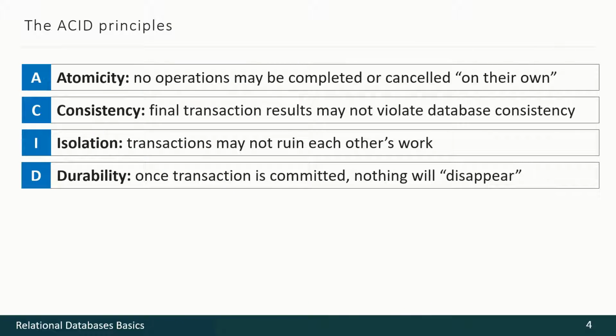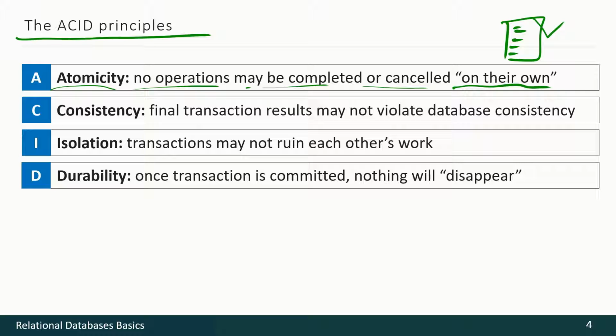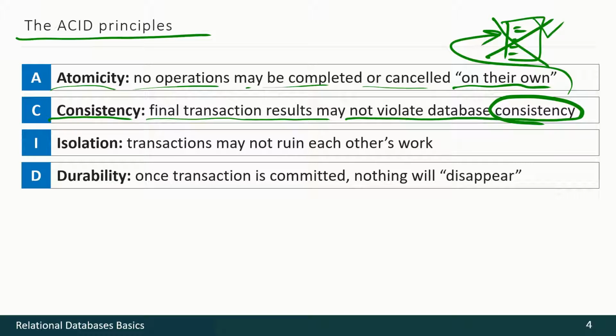It's obvious from the definition and the schema we just reviewed that transactions follow some principles. The atomicity principle tells us that operations may not be completed or cancelled on their own, so the transaction is a set of operations and either the whole set is completed or the whole set is cancelled. The consistency principle tells us that final transaction results may not violate database consistency. While some intermediate results may violate the database consistency, the final result of the transaction may not.